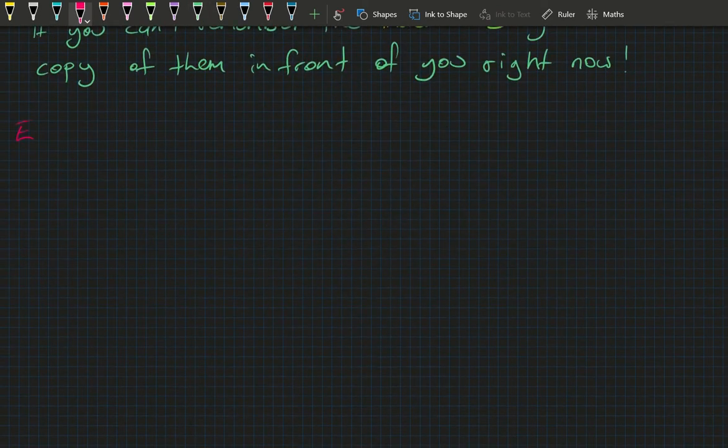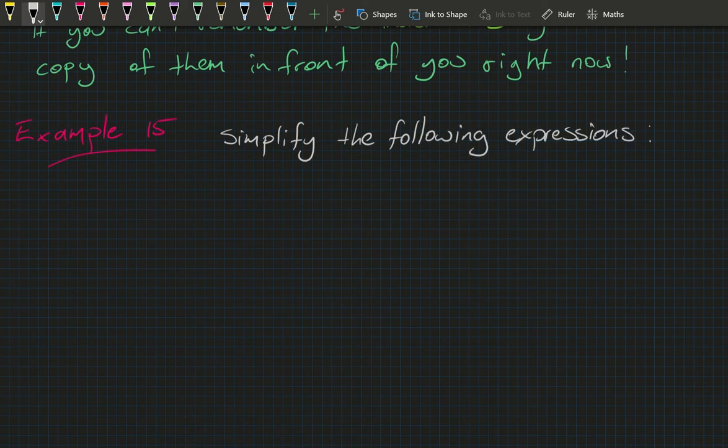All right, let's get straight into example 15, where we need to simplify the following expressions. In part A, the expression is 2a cubed b squared over a to the 5 b to the 3. Now we can split this up just like I did in the previous question.